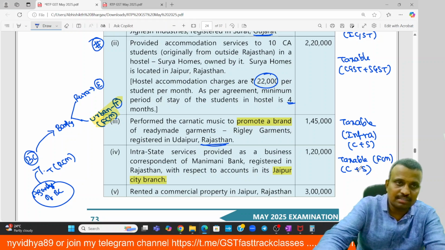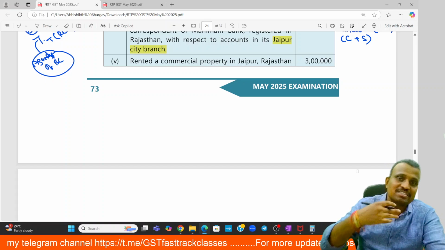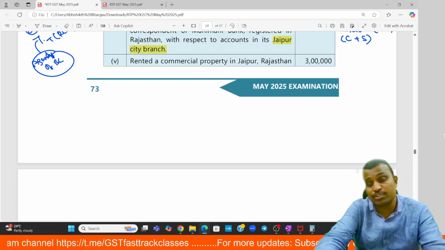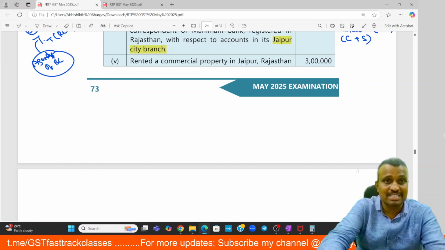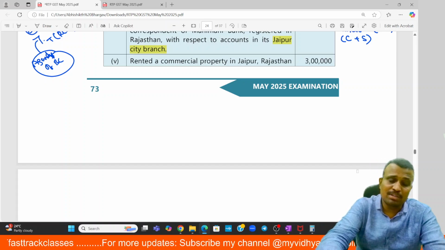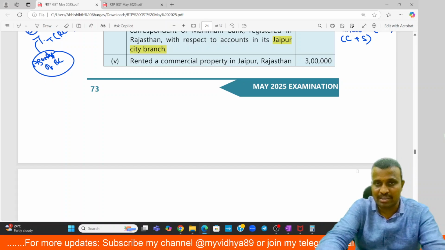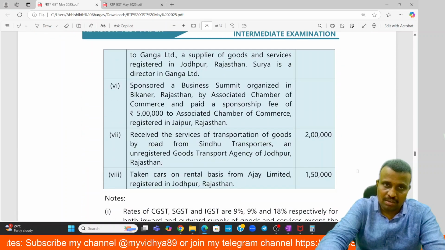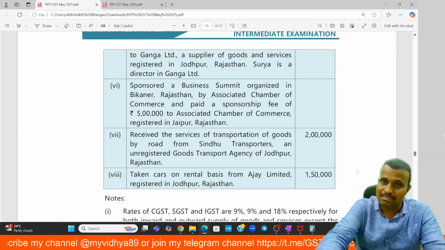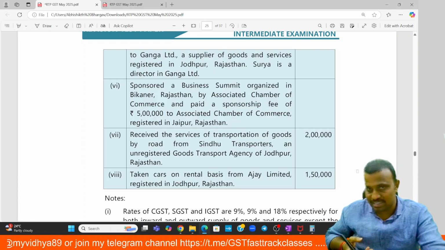Okay. And next, rented a commercial property in Jaipur, Rajasthan. This is also a new amendment. Renting of a residential dwelling for residential purposes is exempted. But if any property other than residential property is provided on rental basis, that is taxable. So, to Ganga Limited, a supplier of goods and services registered in Jodhpur, Rajasthan.